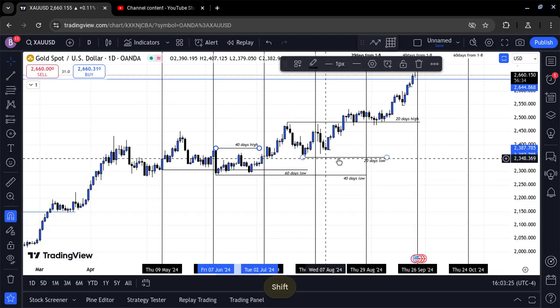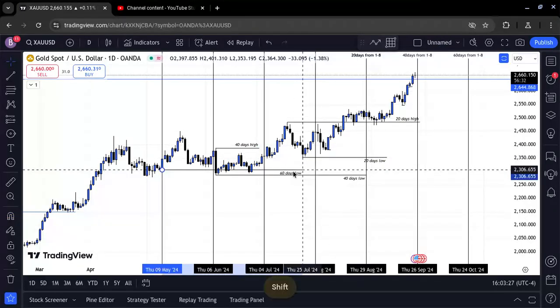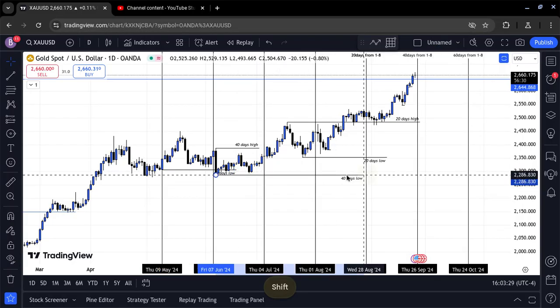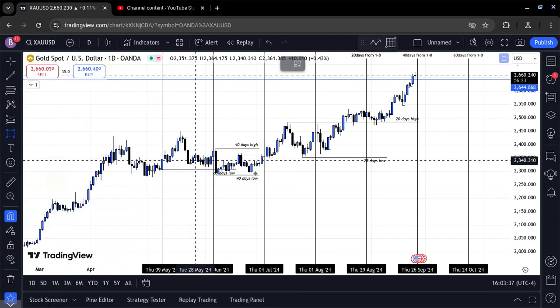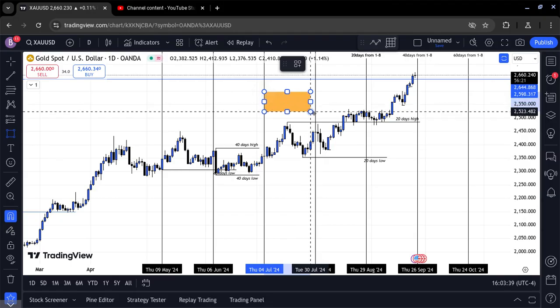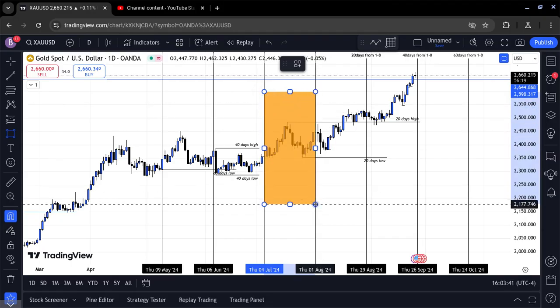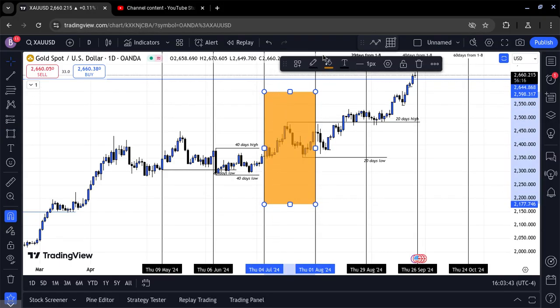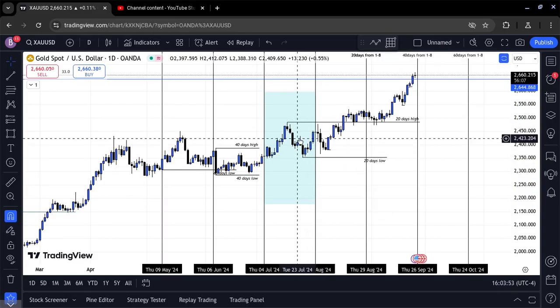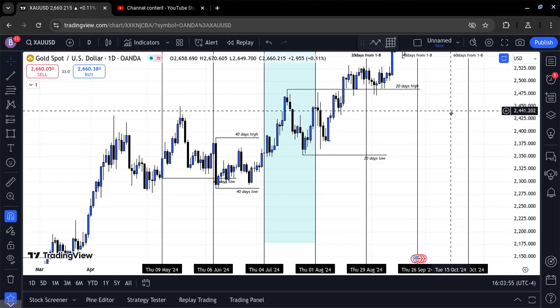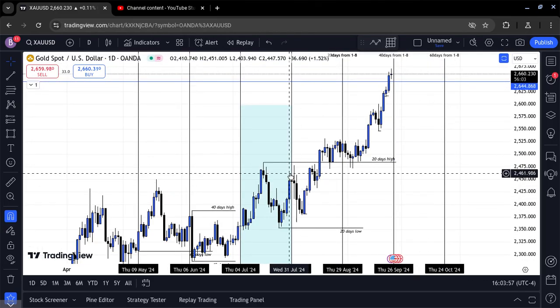Let me just bring these things back so that nothing overlaps. We're looking at this price range right now. Right here we are in this zone. Let me just put it blue. We're looking at this right now, and imagine the month opened up.